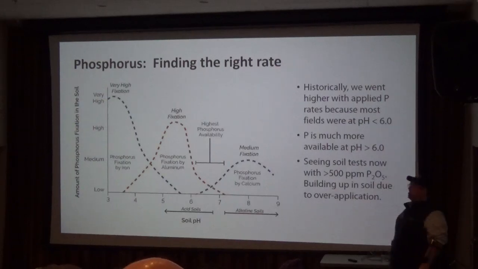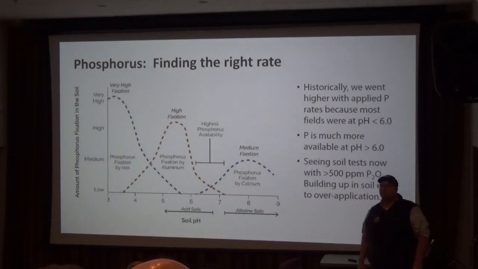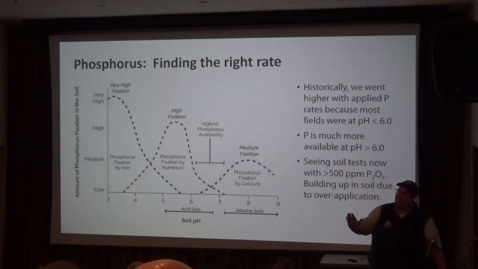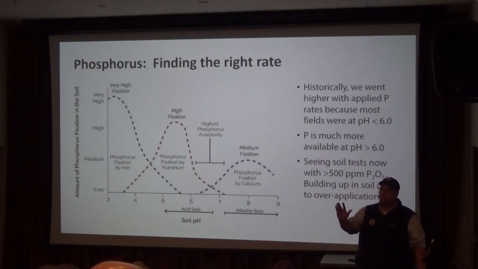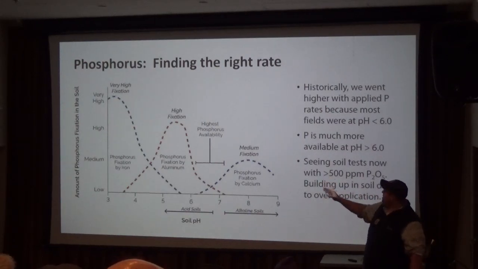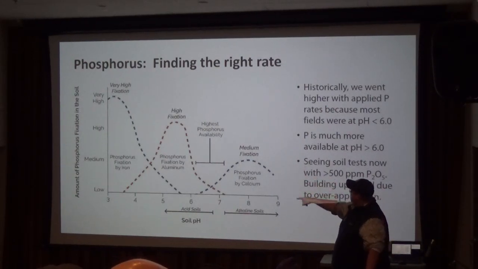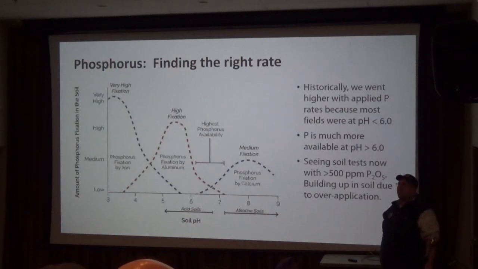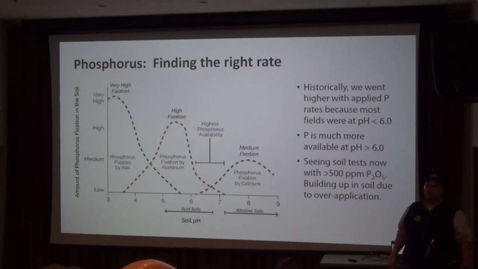This is a chart that I borrowed from a paper. At more acidic soils there is more fixation, but there are these curves, right? So they're fixed by different ions. Fixed by iron, then it lets off. Fixed by aluminum, then it lets off. If we were in calcareous or alkaline soils, it gets fixed by calcium. But that's not an issue here in PEI.